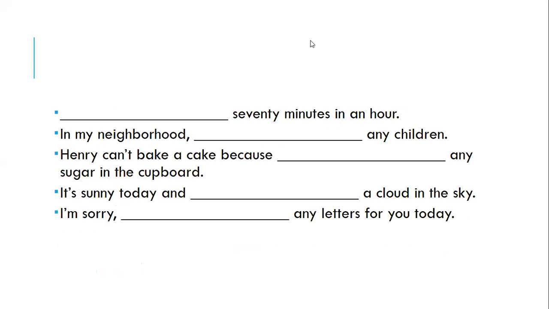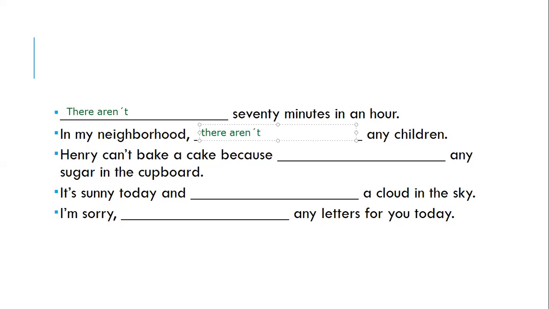We have 70 minutes in an hour. There isn't or aren't? There aren't. ¿Por qué? Un minuto. ¿Lo puedo contar, sí o no? Yes. There aren't 70 minutes in an hour. Okay, then we have, in my neighborhood, they aren't. Why? ¿Por qué there aren't or there isn't? Habla de un niño o algo así. Niños. Son niños.